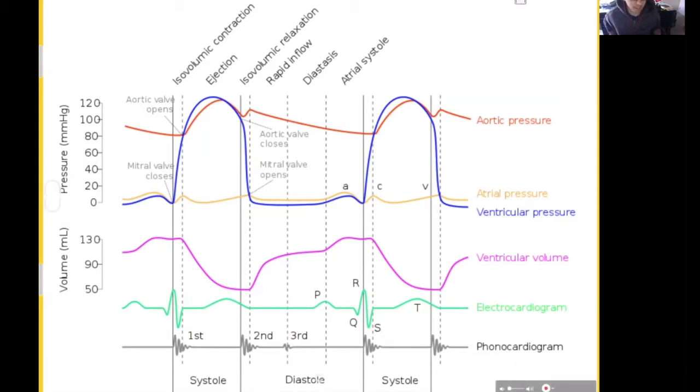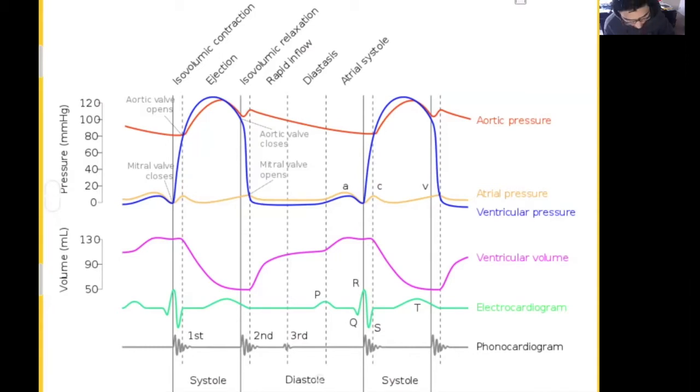As we develop that pressure, initially there is no change in the volume. The reason is that our aortic valve is closed at this time. So we're not up here yet; we're still down here where the aortic valve is closed. Since the aortic valve is closed and the mitral valve is closed, the blood has nowhere to go right now. It's just sitting in the ventricle, everything contracting and building up pressure.